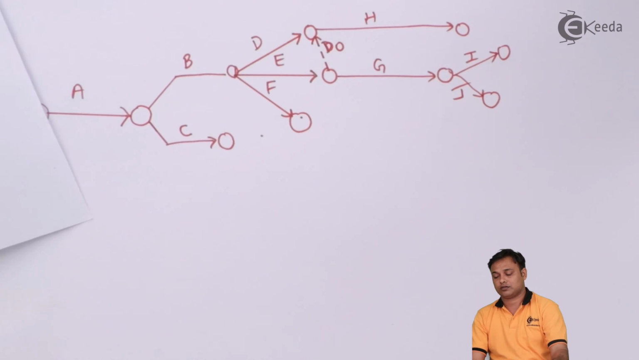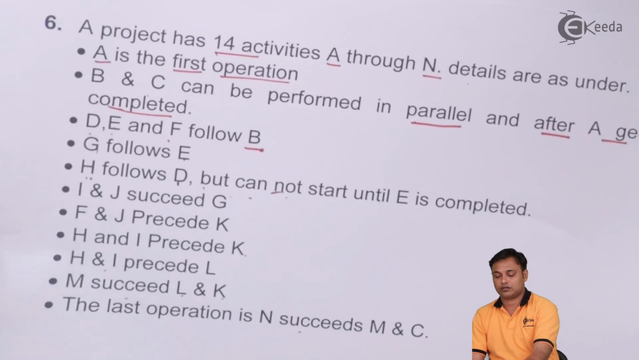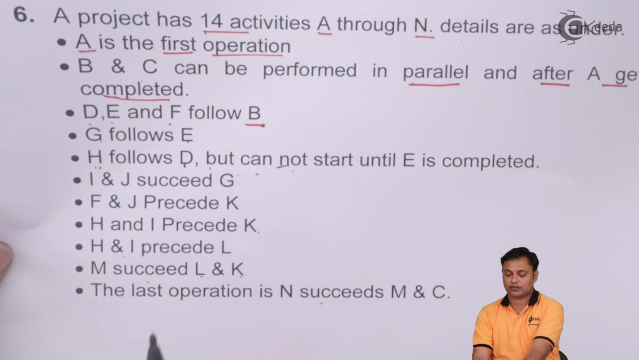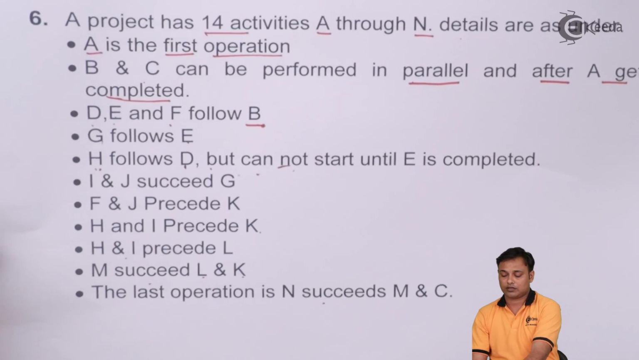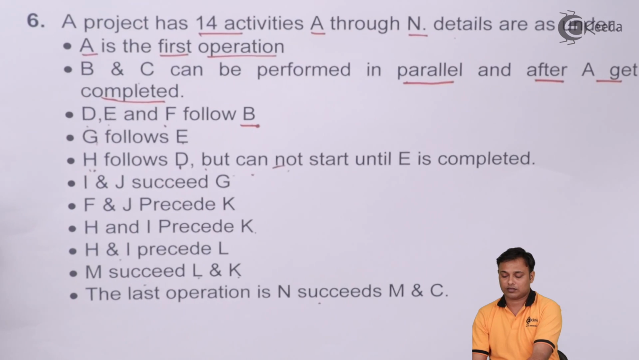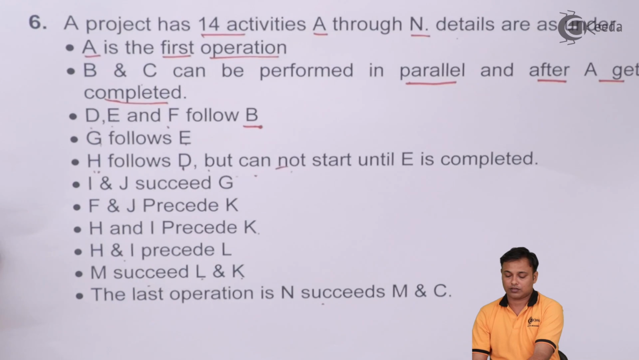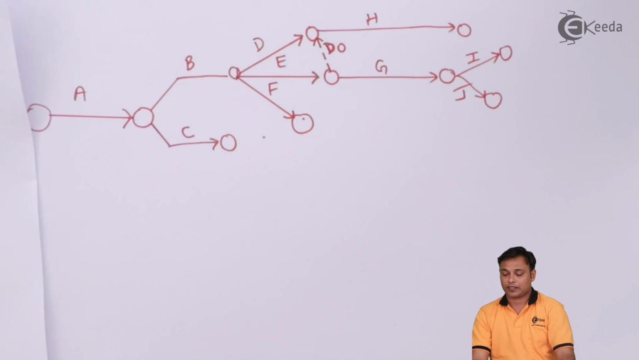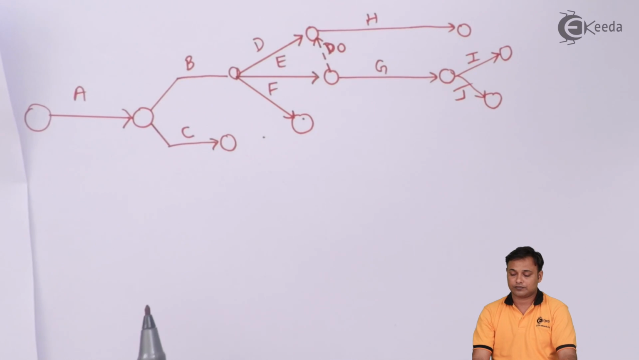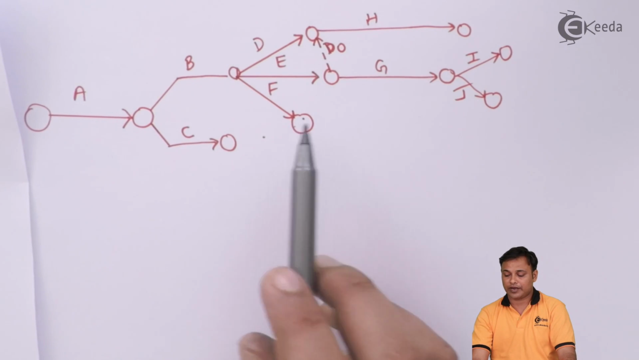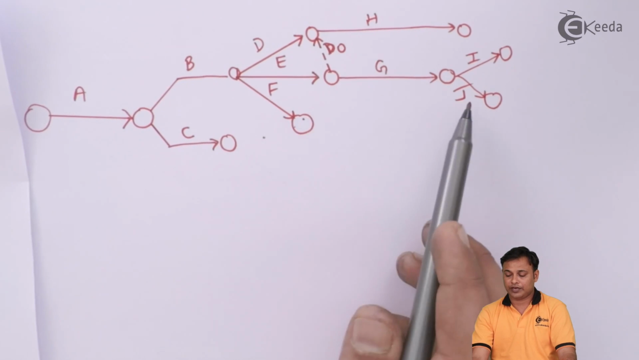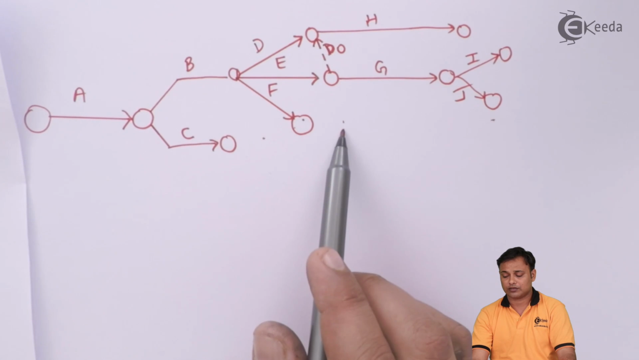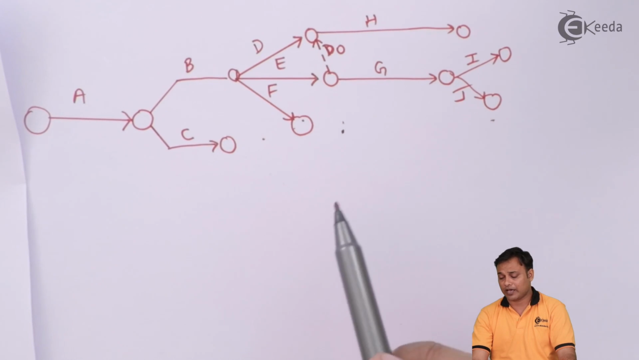Then F and J precedes K. F and J. I need to join these two, F and J, and then from there my K will come.